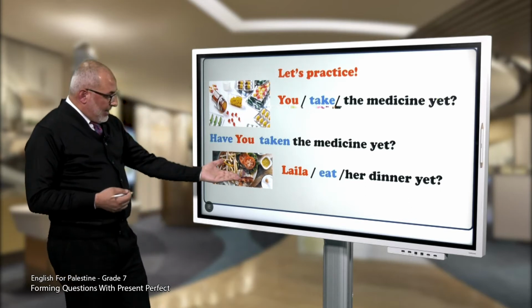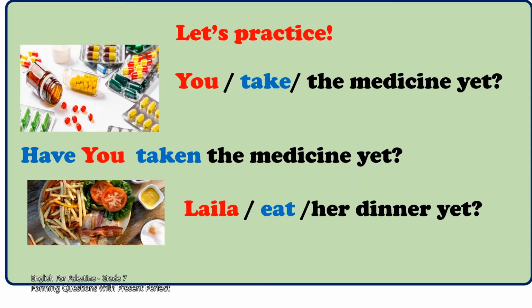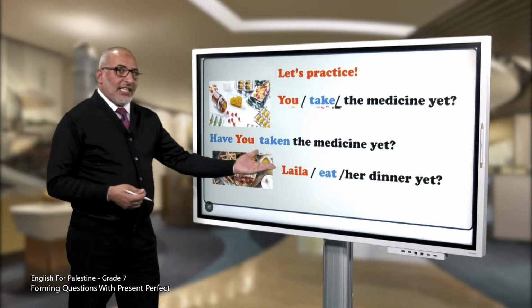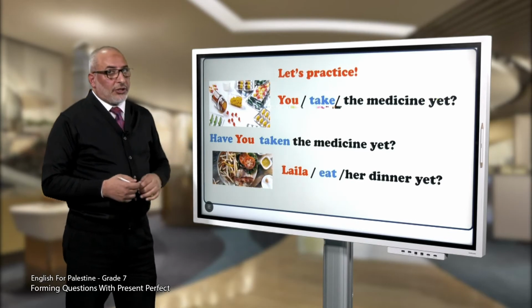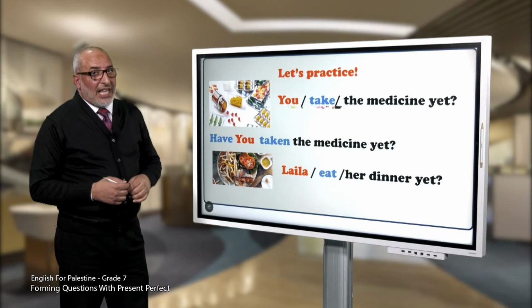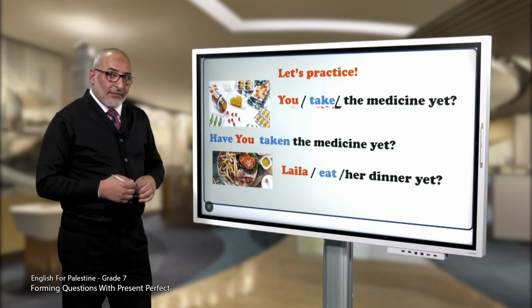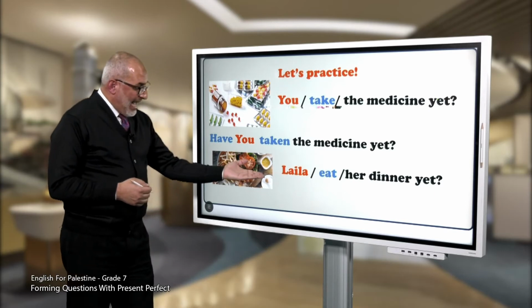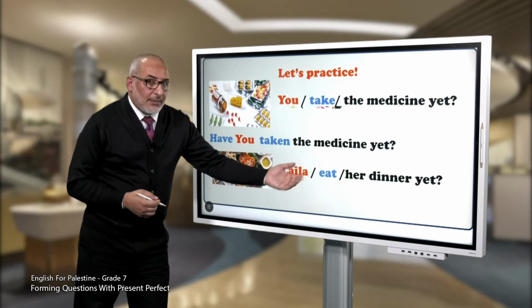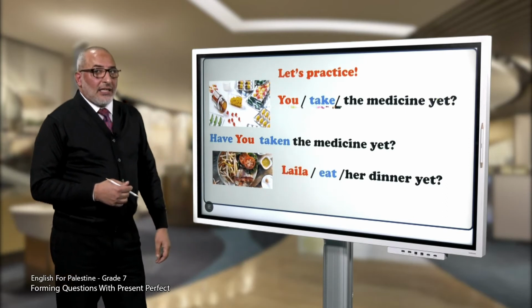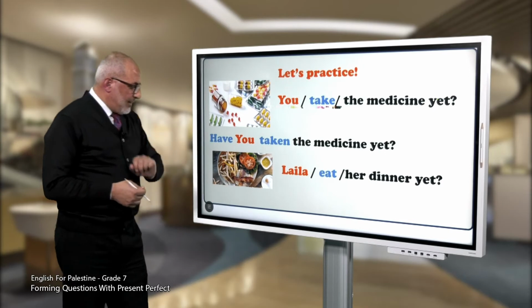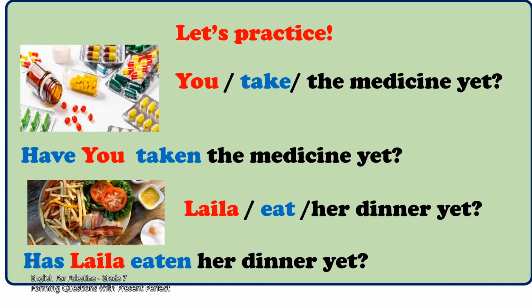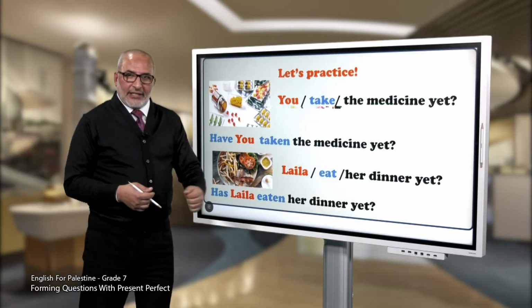Great. Let's look at the second one here. Layla eat her dinner yet? Again, the subject here is Layla. We should start the question with has or have. Yes, with has because Layla is singular. So has, and the past participle of eat is eaten. Excellent. So, has Layla eaten her dinner yet?